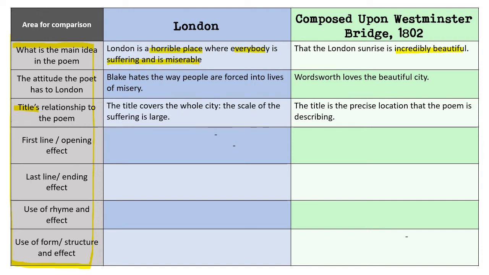So the key thing here is that London by Blake is very much a general view, this is what the whole of London is like, whereas Wordsworth is saying this very, very precise moment is what it was like. So they have different views, and the titles indicate that.